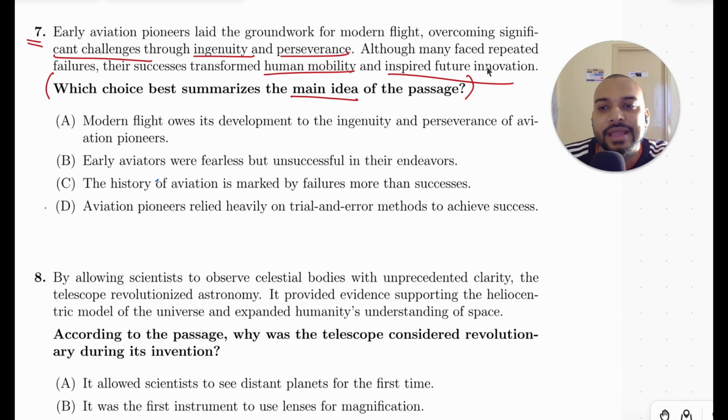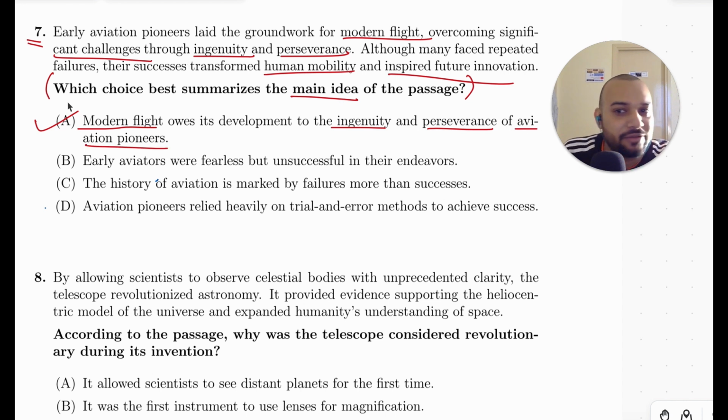Okay, let's look at the options. Option A. Modern flight owes its development to the ingenuity and perseverance of aviation pioneers. Yep, makes sense. This is correct because they're saying early aviation pioneers laid the groundwork for modern flight. Modern flight, this phrase is mentioned here explicitly. And the ideas, ingenuity and perseverance, are mentioned again. They've taken the core ideas of the passage and aviation pioneers. So it looks correct so far.